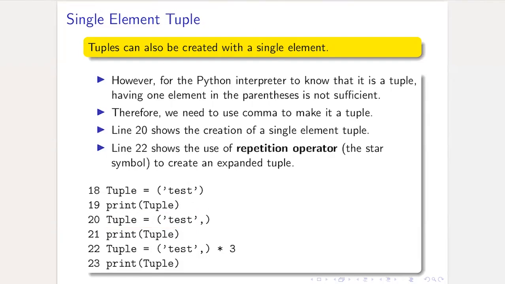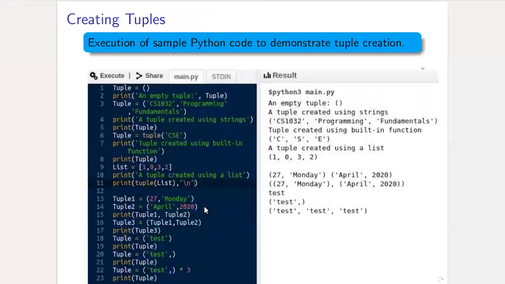And in the next line 22, we have the use of the repetition operator. Mind you, we introduced this repetition operator in the list data structure, and essentially what we are doing here is repeating this particular singleton. So this is a singleton, a single element tuple, a singleton 3 times. Okay. Let's see what we get as output in these different scenarios.